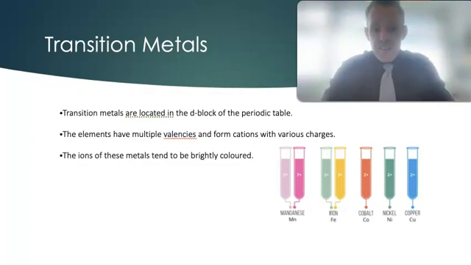The main one with this is that your elements can have multiple valencies, so that means that they can form cations with various charges. So something like copper can be copper 1+ or copper 2+, something like iron can be iron 2+ or iron 3+. They tend to be denoted by a Roman numeral between the cation and anion to help you out.